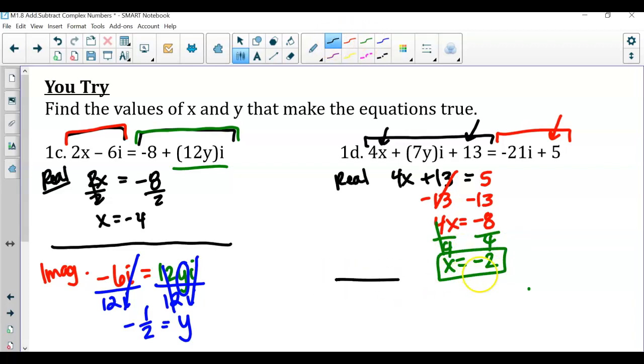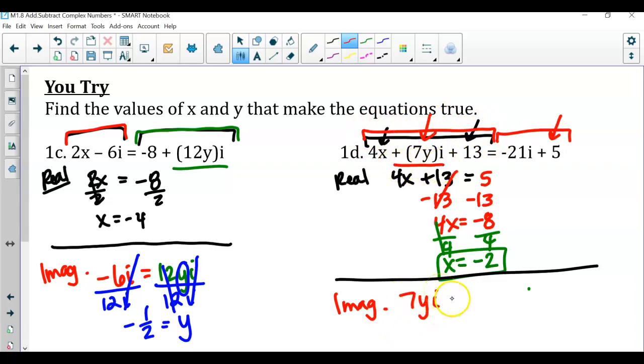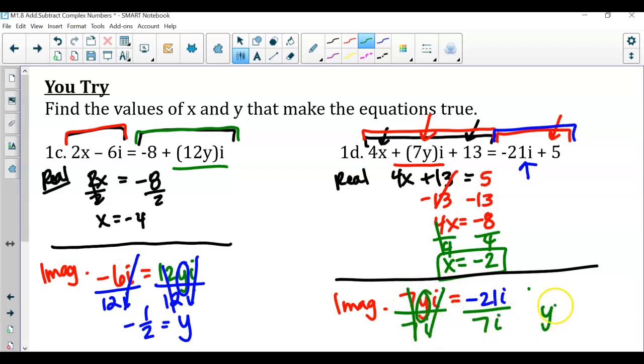Now let's do our imaginary part. So again, working with our imaginary, on the left side of the equation, we have just 7yi. So 7yi is equal to, on the right side of the equation, our imaginary part is negative 21i. Now again, notice we're solving for y right here, which is being multiplied by 7i, so divide by 7i. That gives you 1. y is equal to, again, remember, right? i divided by i is 1, and you're left with negative 3.